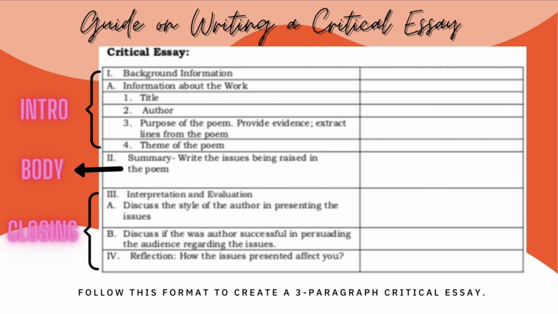Here is where you first, A, discuss the style of the author in presenting the issues. How would you analyze his style? B, discuss if the author was successful in persuading the audience regarding the issues. Was he convincing? And also Roman numeral number 4, your own reflection. How do the issues presented affect you? As a person, as a student, as a child, tell your reflection about it. Again, follow this format to create a 3-paragraph critical essay.